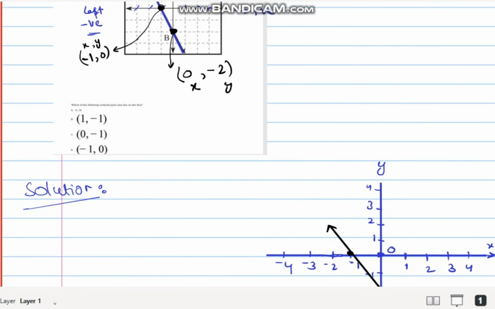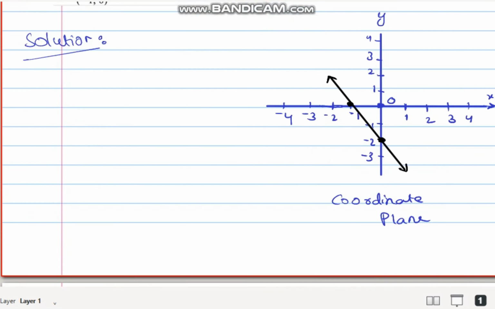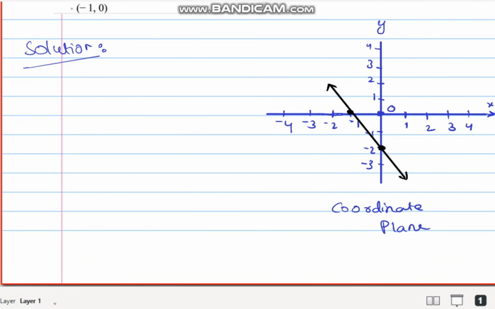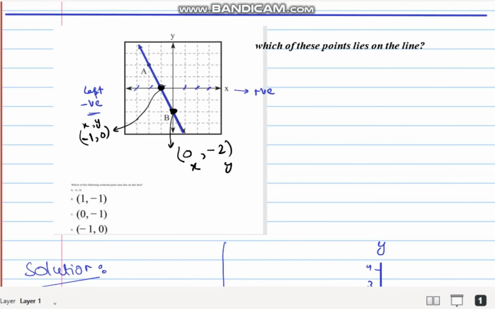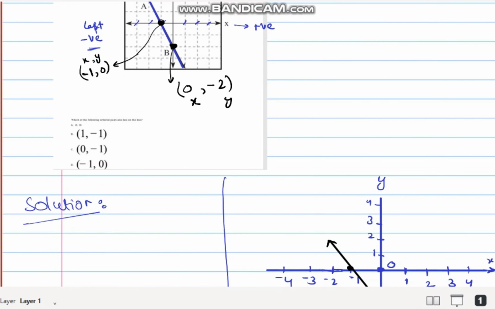Okay, so what is the question now? Let's go back to the question, and now we will solve it. Please read the question carefully. Which of these points lies on the line? Where are the points? The points given to us are here. These are 3 points given to us, and they asked us to find which of these points lies on the line. So how can you do that basically?